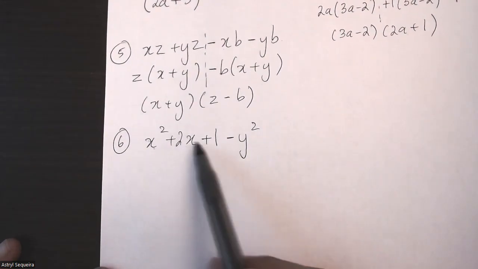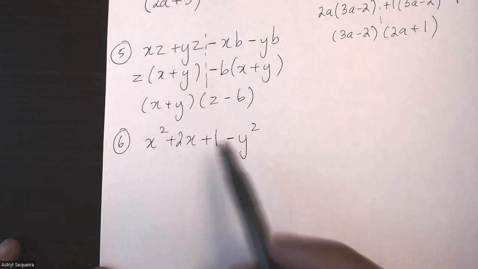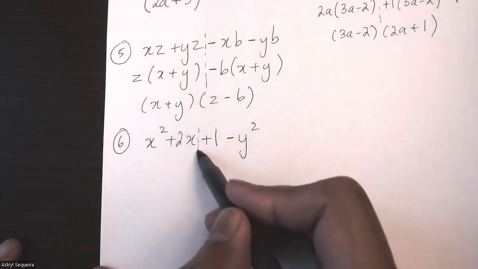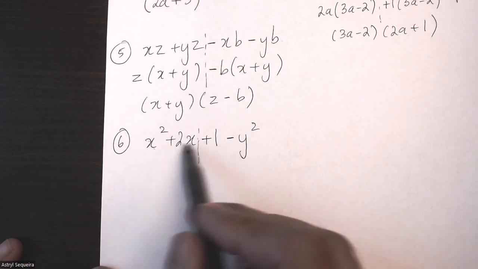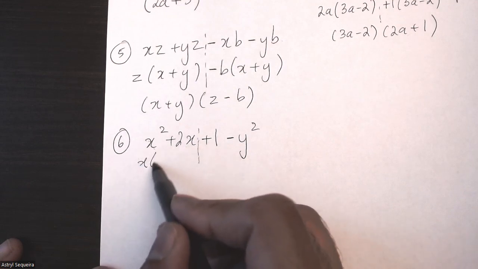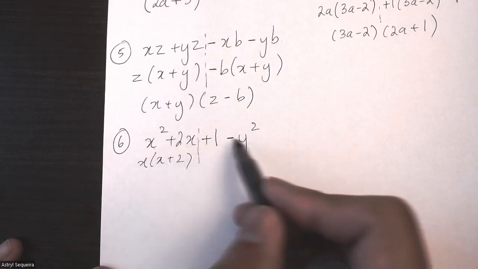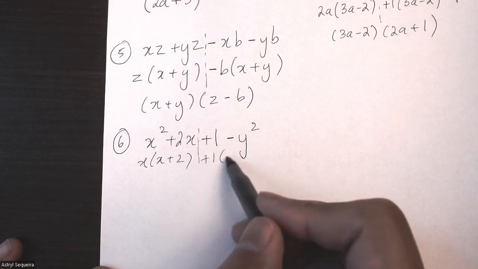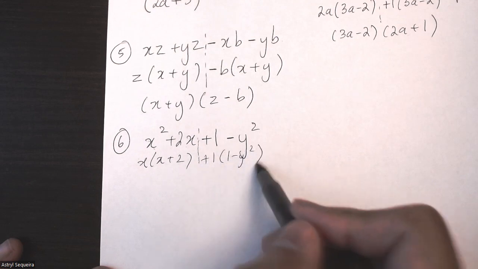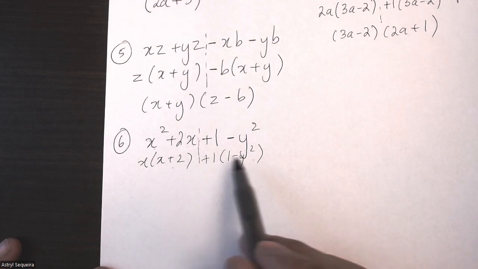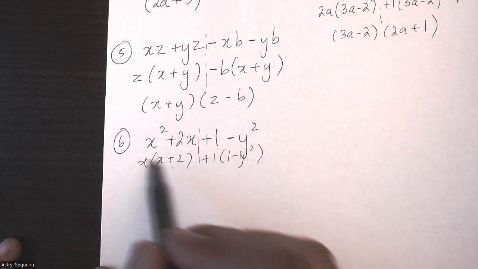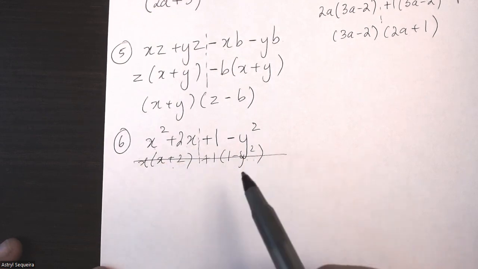So we have x squared plus 2x plus 1 minus y squared. So again, you want to group this in the middle. But if I common factor out x over here, I'm left with x plus 2. And here there's no common factor, 1 minus y squared. And if I notice my brackets don't match. If your brackets don't match, it means this is not the right way to do it.